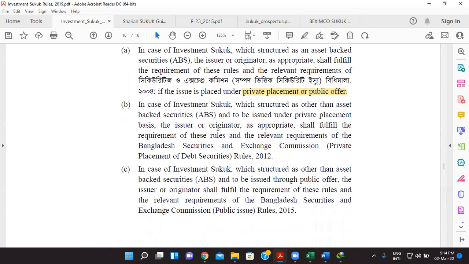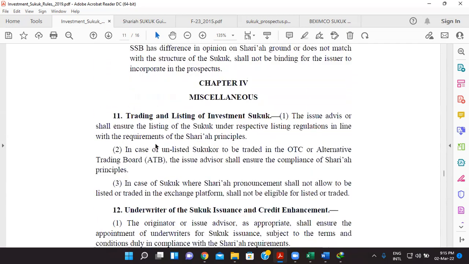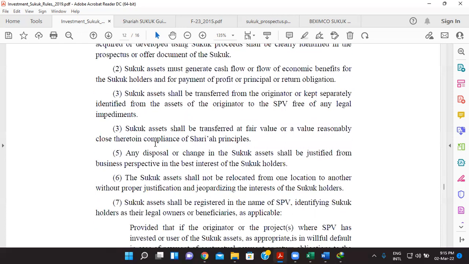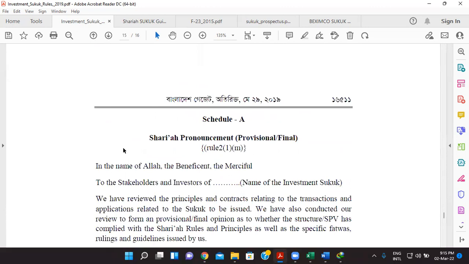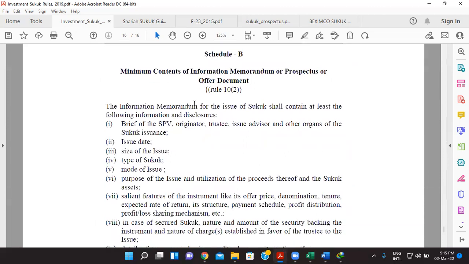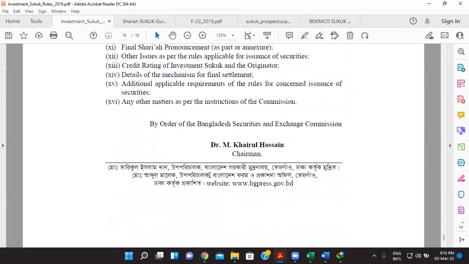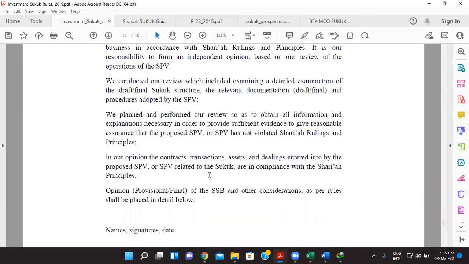Okay, so this is the way we have learned chapter 3, and chapter 4 is some miscellaneous things, and chapter 5 includes the schedules. It's not chapter 5. The schedules are here. The Sharia pronouncement, the first schedule. The second schedule is the contents which will be included in the offer document or the prospectus. So this is all about what we like to know about what has been enumerated in the Investment Sukuk Rules 2009 issued by Bangladesh Securities and Exchange Commission.